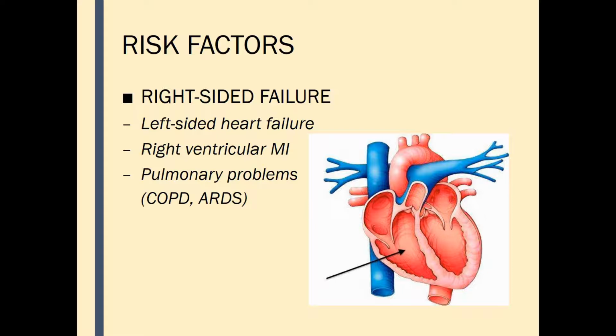The biggest risk factor for right-sided heart failure is left-sided heart failure. So as blood backs up from the left side of the heart into the lungs, the pressure in the lungs is increased. The right side of the heart has to work extra hard to try to pump the blood into the lungs, and eventually the right side starts to fail. A heart attack that affects the right heart wall, as well as any other problems that cause increased pressure in the lungs, can also result in right heart failure.